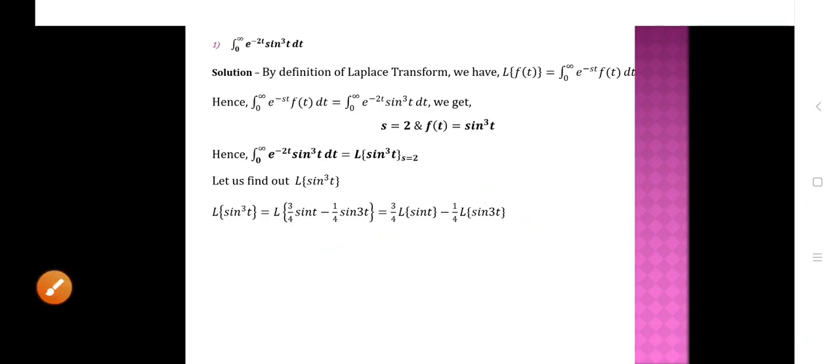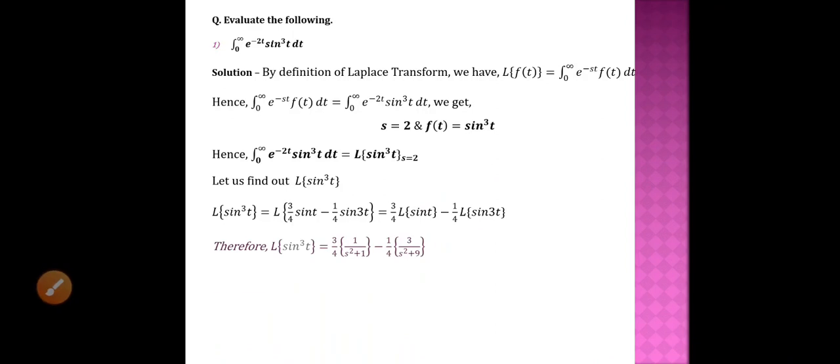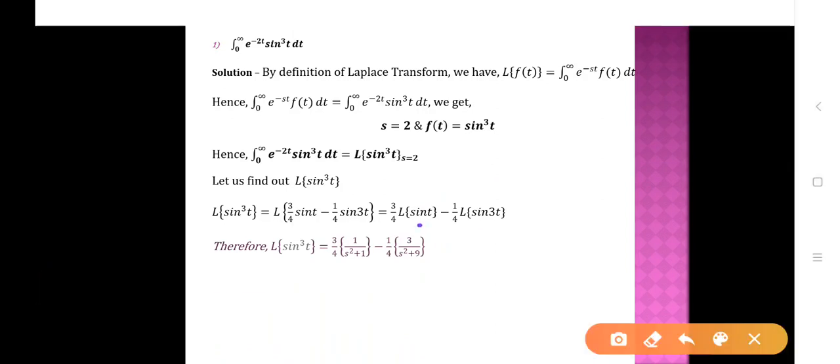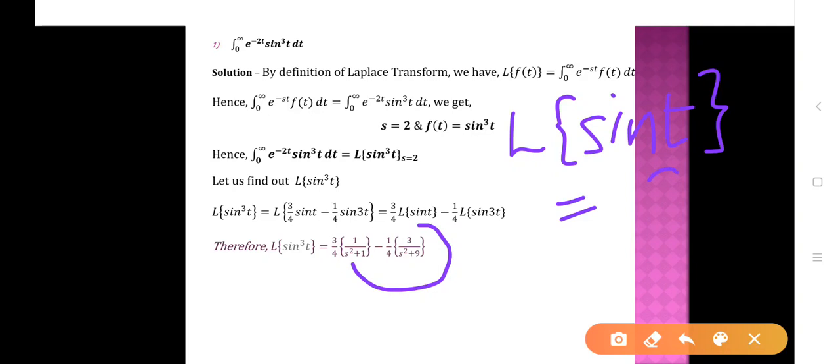So the next step, therefore, L of sine cube t is equal to 3 by 4 as it is. Laplace transform of sine t is 1 upon s square plus 1. Why is it so? Because here a equal to 1. And what is L of sine t? L of sine t is equal to a upon s square plus a square. And here at is t, means a equal to 1. So this becomes 1 upon s square plus 1 square, that is 1.